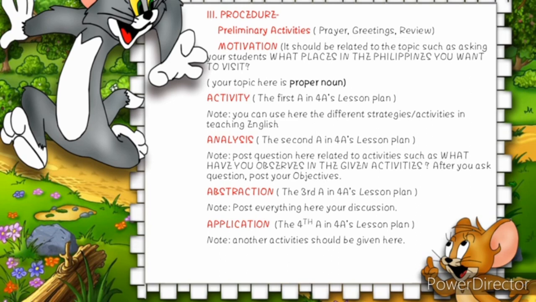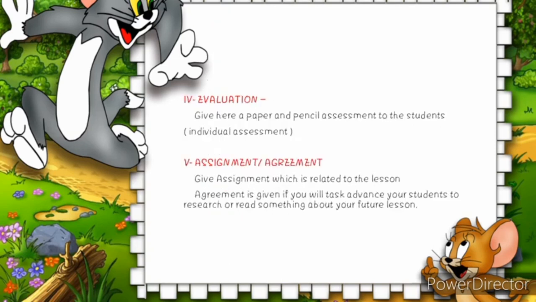The teacher now can give another activity regarding proper and common noun. Like for example, the students will be grouped into 2, and then they would justify the significance of the proper and common noun in making a sentence. That's it. Okay? The fourth one is the evaluation.